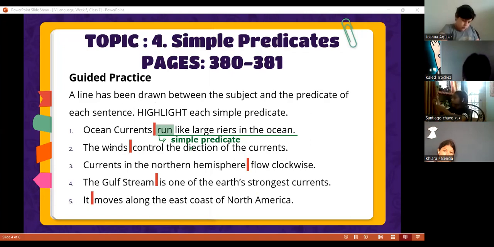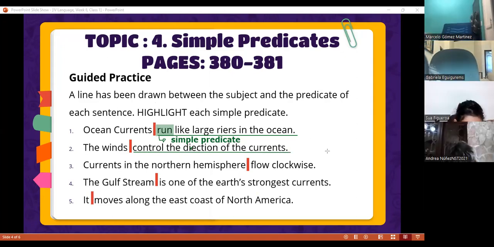Now you see here that we have, this is the predicate. All of this is the predicate. But what is the most important word, class, in the predicate of number 2? Control. Control, that's right. So you color it. That word control, that is the most important word. That is the verb. So we write that this is the simple predicate. I'm going to write just SP, simple predicate.